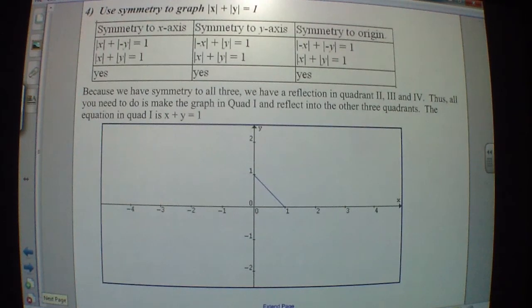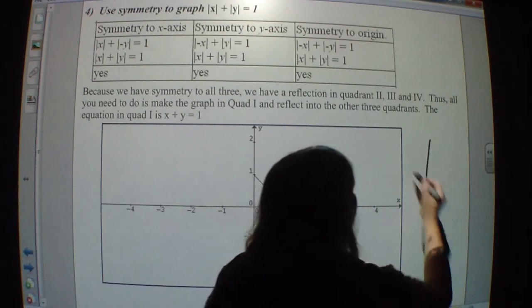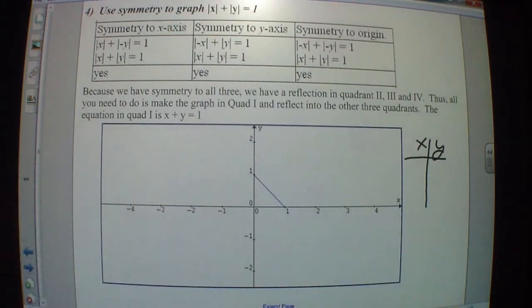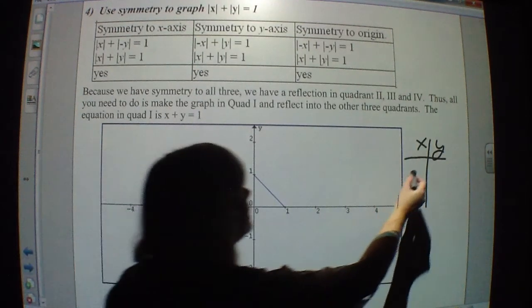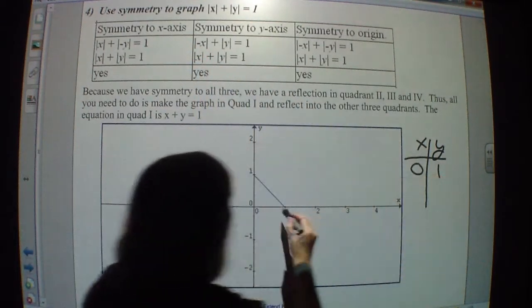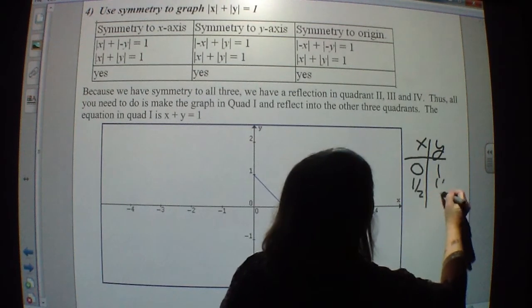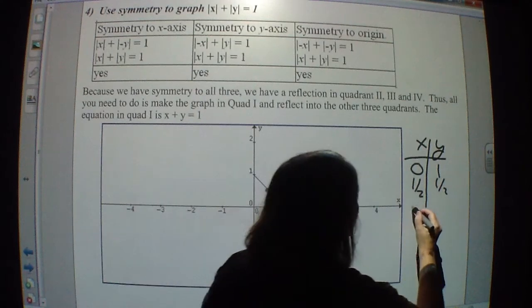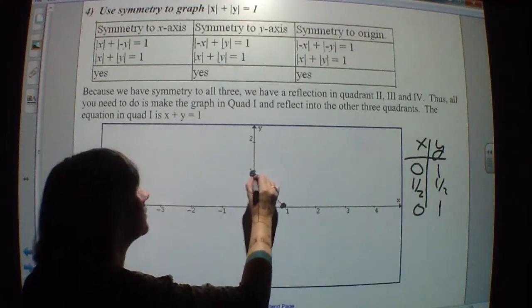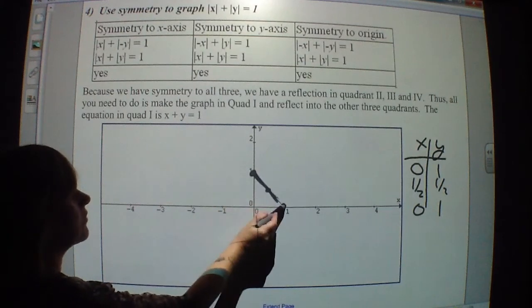So I'm going to use symmetry to graph the absolute value of x plus the absolute value of y is equal to 1. And if you use symmetry to graph it, you can just graph it in one quadrant, check symmetry, and then reflect it. So I'm just going to do a t-table first. Okay? So when x is 0, plug in there, and I have y as 1. When I have x is a half, y is a half. When I have y is 0, x is 1. Okay? So there's my graph just in my first quadrant.